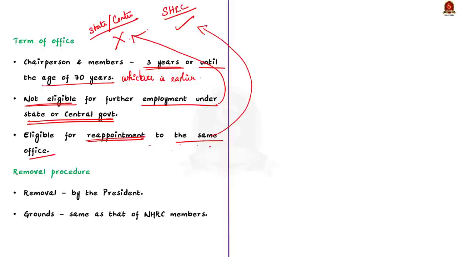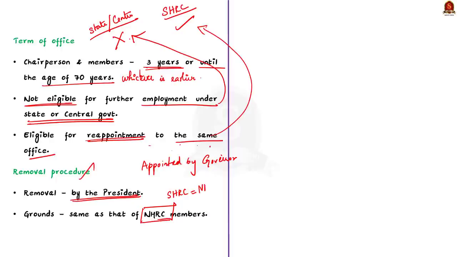Now, let us move on to see about the removal procedure. As we saw earlier, the chairperson and members of the State Human Rights Commission are appointed by the governor, right? Now, here comes the golden question. Are they removed by the governor? No. See, they can be removed only by the president. See, president can remove them on the grounds and in the same manner as he can remove the chairperson or member of a National Human Rights Commission. So, the procedure for removal is same for SHRC and NHRC.